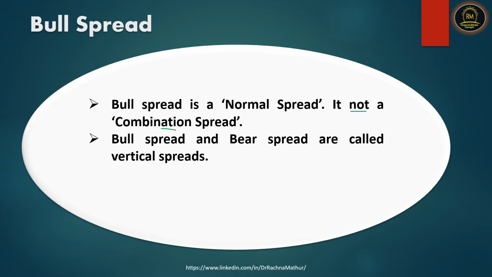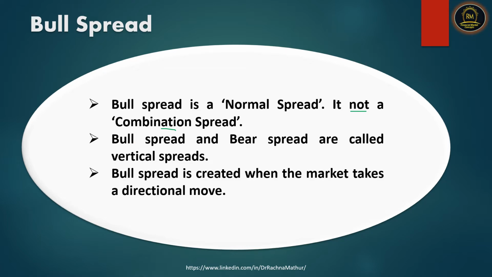Point number 2, bull spread and bear spread are called vertical spreads. Why? Because in bull spread, we see the market goes up, and in bear spread, we see the market goes down. So in both bull spread and bear spread, the market takes a vertical move. Either it will go up in bull spread or it will go down in bear spread. Point number 3, bull spread is created when the market takes a directional move.